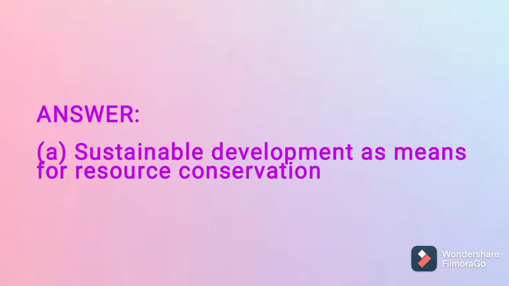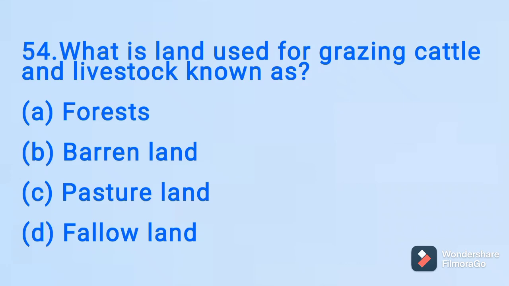And the answer is option A. Sustainable development as means for resource conservation. 54th question. What is land used for grazing cattle and livestock known as? Option A. Forests. Option B. Barren land. Option C. Pasture land. Option D. Fallow land.